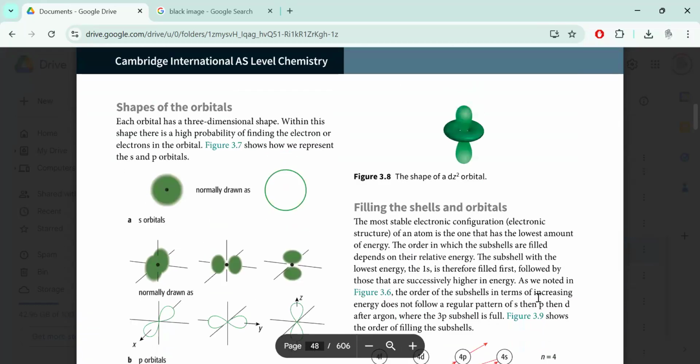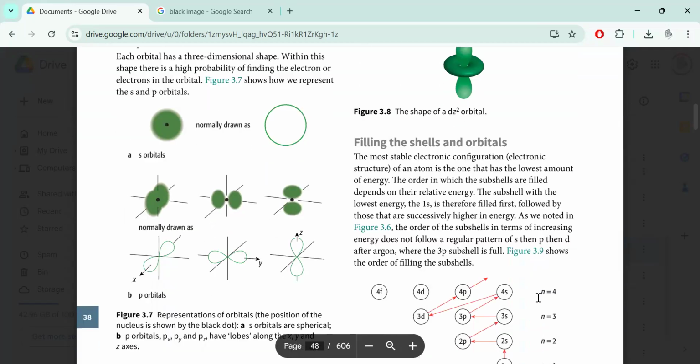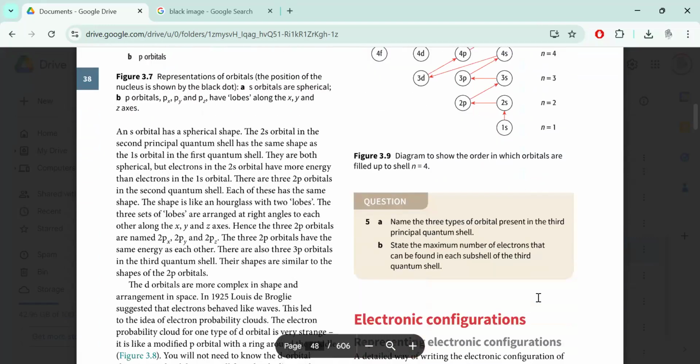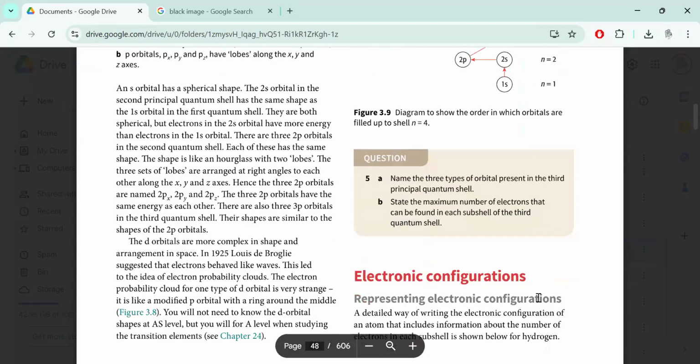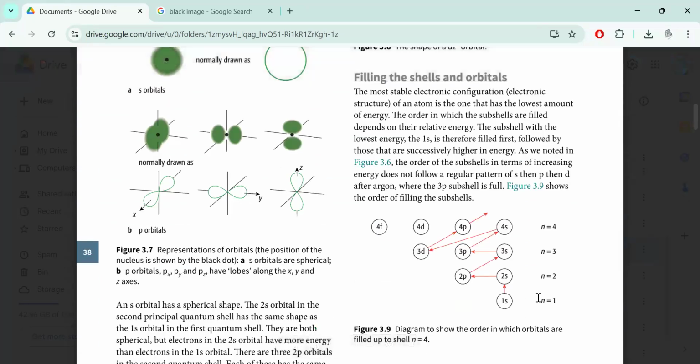Okay, yeah, I've gone too far. So here are some shapes of the orbitals. You can observe that. I will not go too much into the picture.